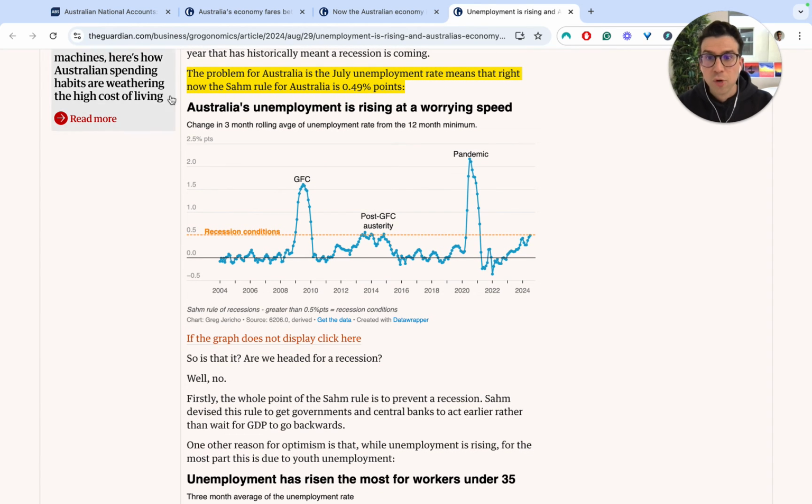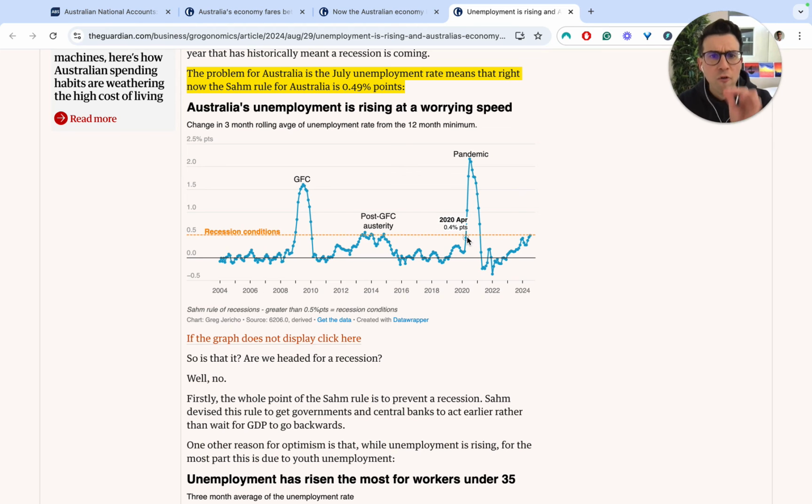Now, as this graph highlights, the change in the 3-month rolling average of unemployment shows that we're seeing a fairly rapid increase, okay? Again, this is the argument: 0.5% is when you hit recession conditions. And so you can see rapid increase, boom, hit a GFC. Rapid increase, arguably we weren't really in a recession during that post-GFC austerity, but clearly economic growth did slow. Obviously during the pandemic.